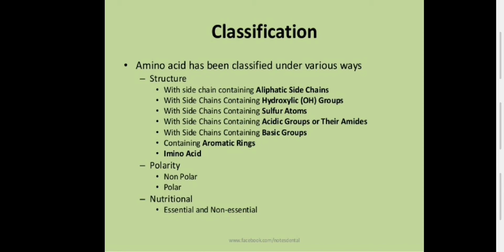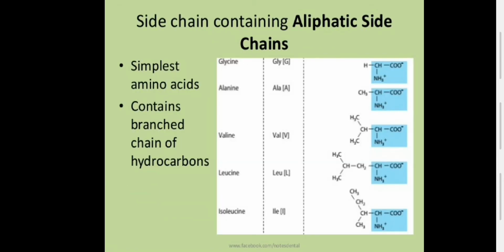Aside from the different side chains, the 20 amino acids can also be classified by polarity, whether non-polar or polar, and of course on a nutritional basis, whether the amino acid is essential or non-essential. Okay, continuing, let's discuss those side chains one by one.